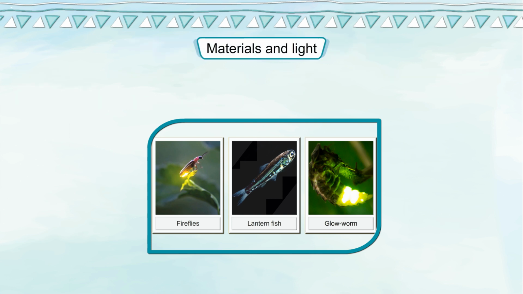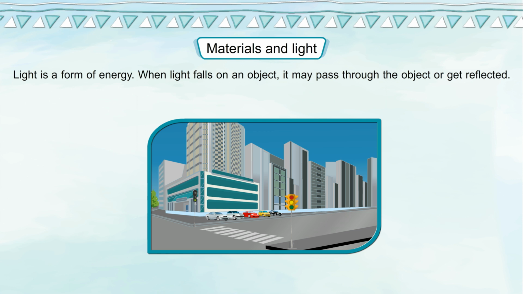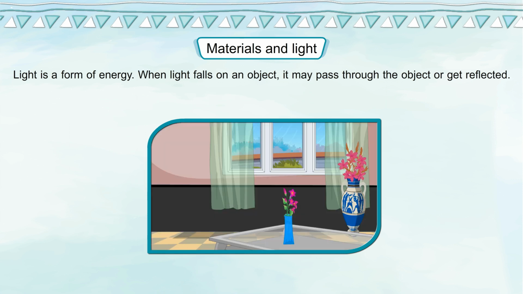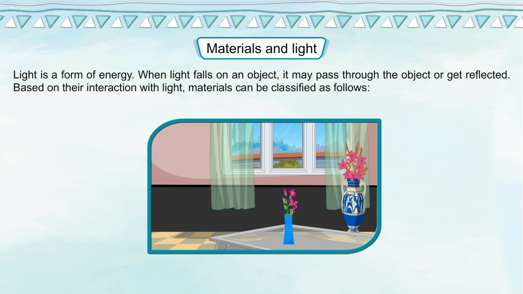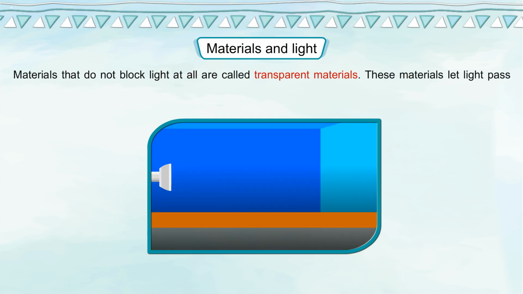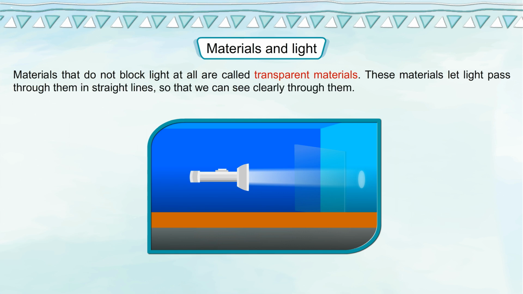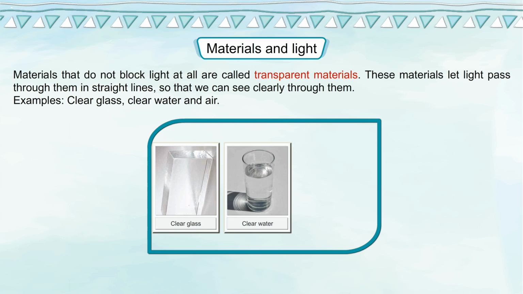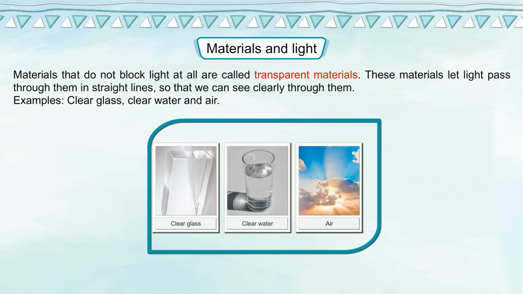Materials and light. Light is a form of energy. When light falls on an object, it may pass through the object or get reflected based on their interaction with light. Materials can be classified as follows. Materials that do not block light at all are called transparent materials. These materials let light pass through them in straight lines so that we can see clearly through them. Examples: clear glass, clear water, and air.